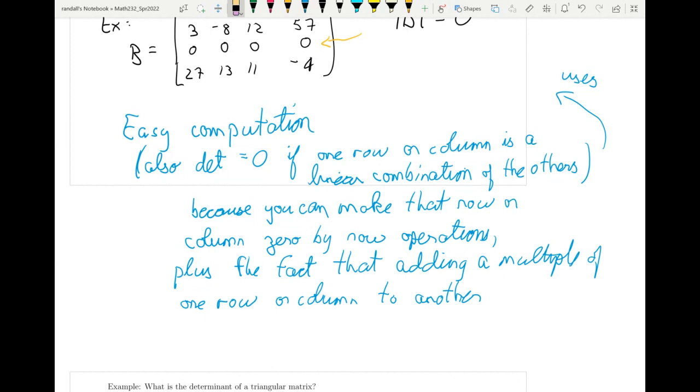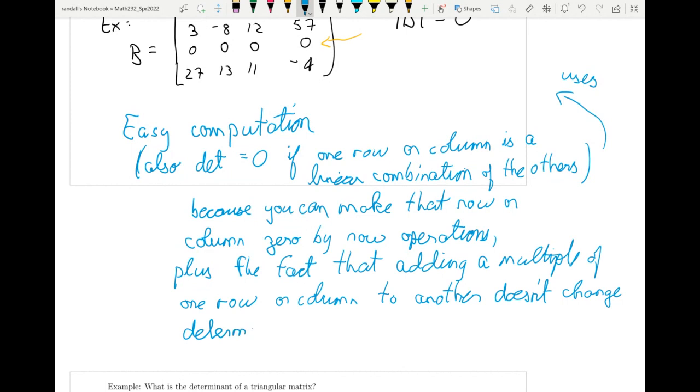Okay, that's a fact. It's not obvious, and it's actually quite miraculous, but it's true. It doesn't change the determinant. So the determinant of the matrix you obtain by those row operations, adding multiples of one row to another or one column to another, doesn't change the determinant of a matrix. It changes the matrix, but not the determinant.